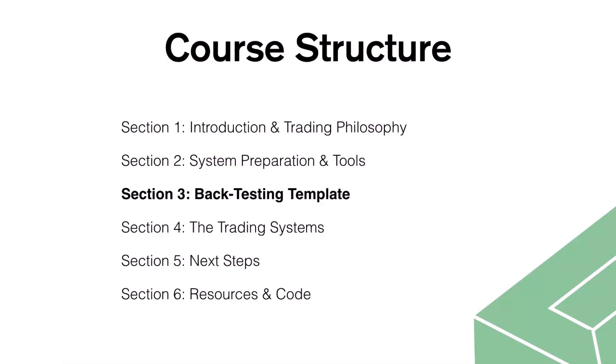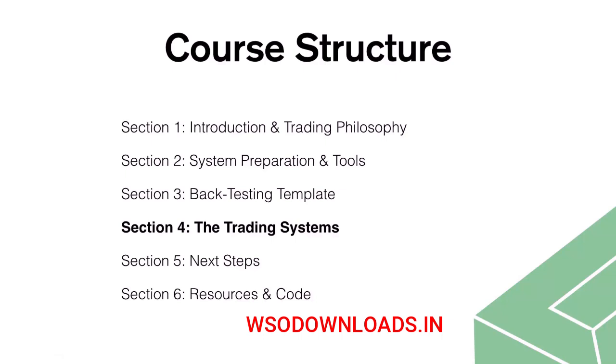In section 3, I'll take a look at the AmiBroker backtest template that we'll be using, and I'll explain some of its key features so that you can use the template for your own trading ideas. In section 4, we get into the meat of the course, and this is where I go over 6 trading systems in detail and explain how each one works. I then show some individual trade examples and replay the recorded AmiBroker backtests so that you can see the results.